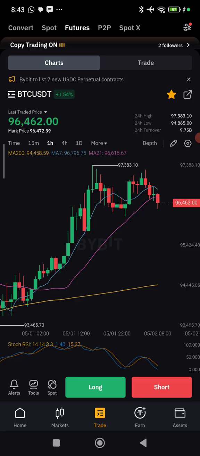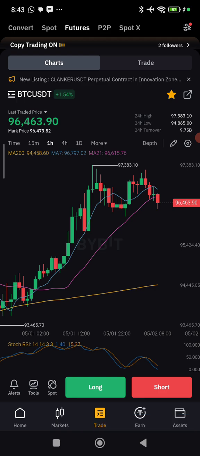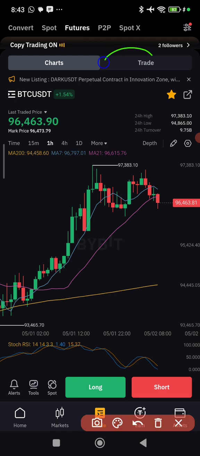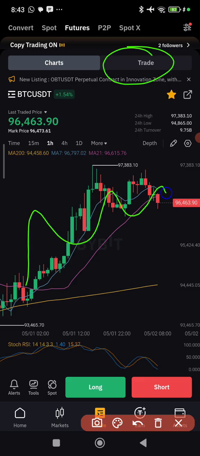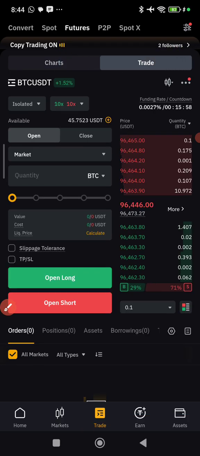Take note: long simply means buy, short simply means sell. We are going to click back to Trade because I've just explained that the chart will only show you the chart of the cryptocurrency you want to trade on futures. Let's go back to Trade so that we can actually trade that cryptocurrency.